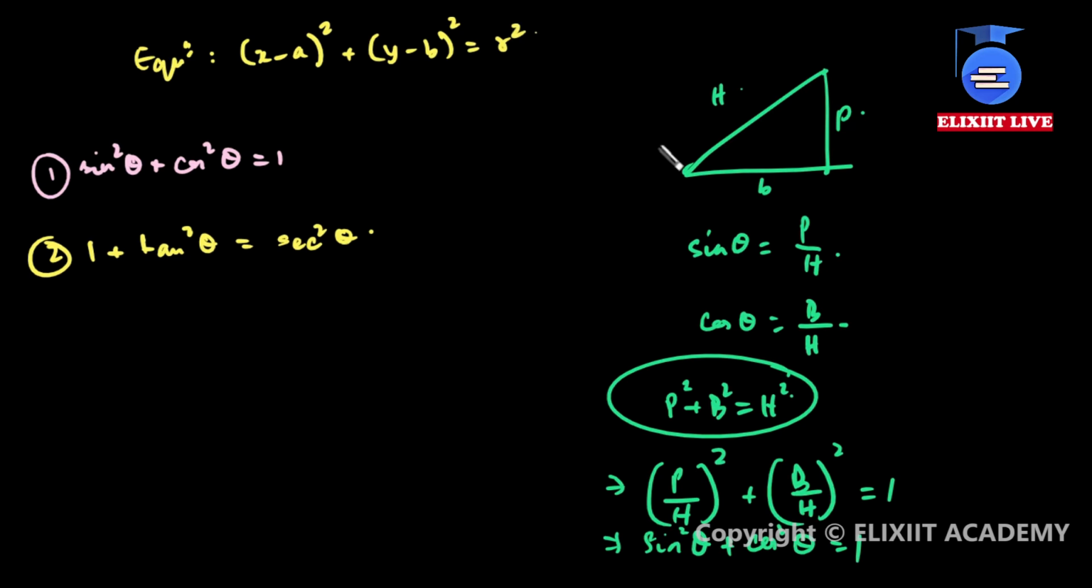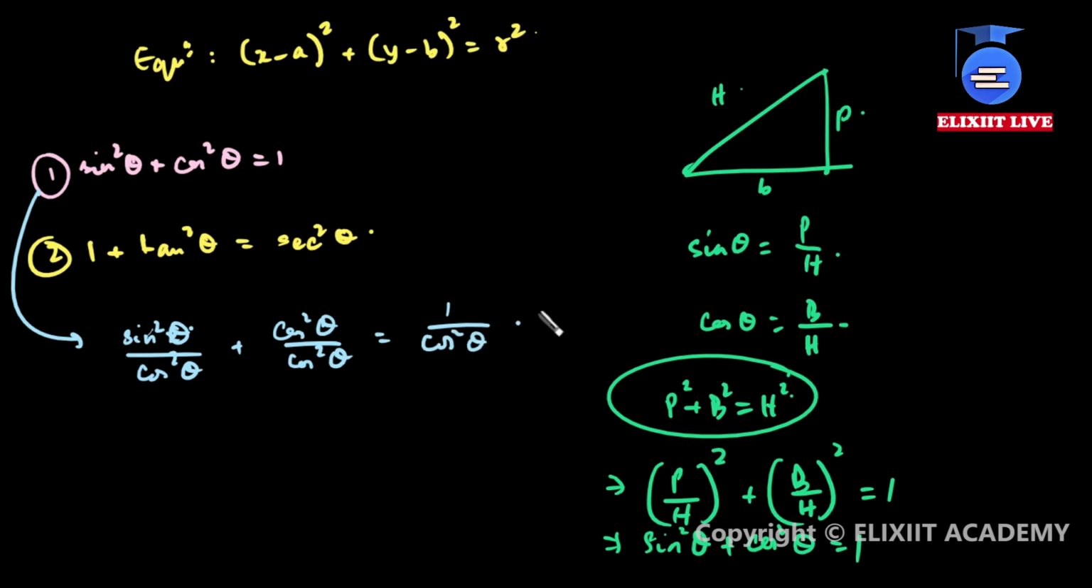In the first equation, if you divide both sides by cos square theta, you simply get sin square theta by cos square theta, which is tan square theta, since cos square theta cancels out. And on the right hand side we have 1 upon cos square theta, which is nothing but sec square theta. These are fundamental identities you must be remembering.